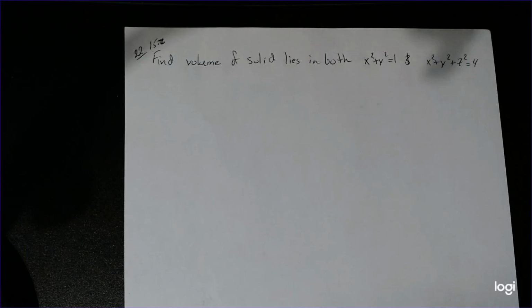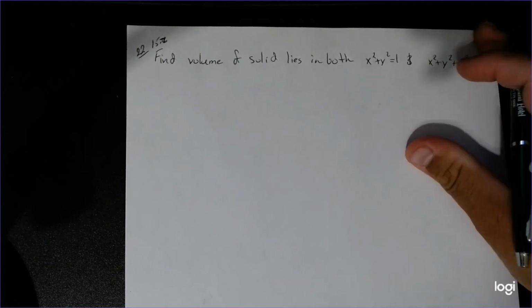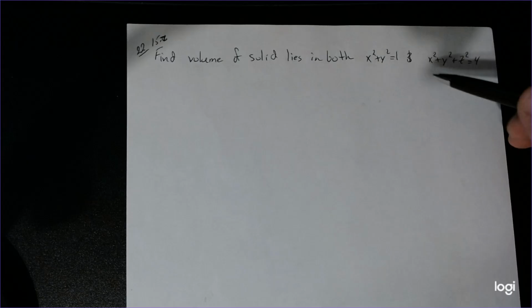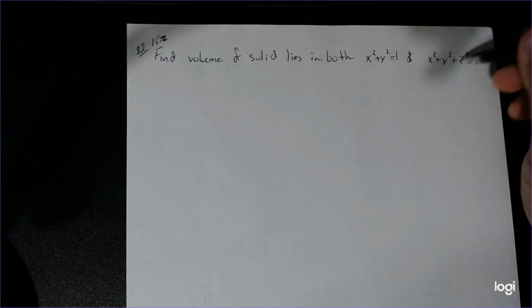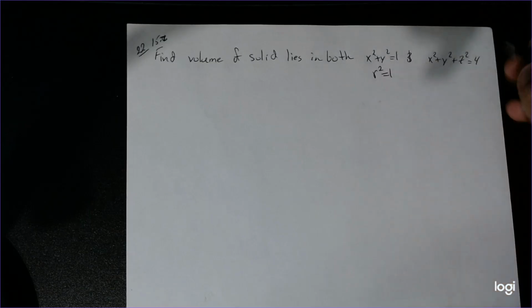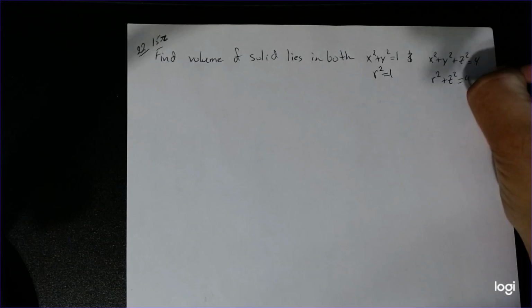It says find the volume of the solid that lies within both the cylinder and the sphere. So we have a cylinder and a sphere. We're going to go straight to either cylindrical or spherical, right? Since we have z here, we'll go to cylindrical. So we know this is going to be r squared equals 1, and this is going to be r squared plus z squared equals 4.